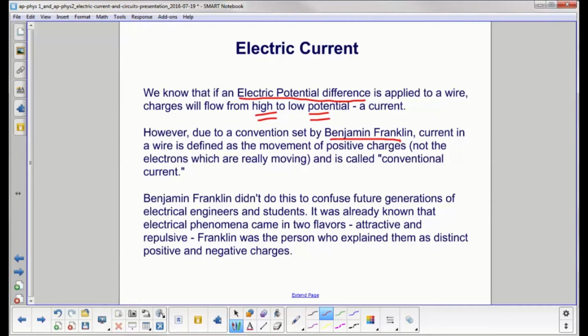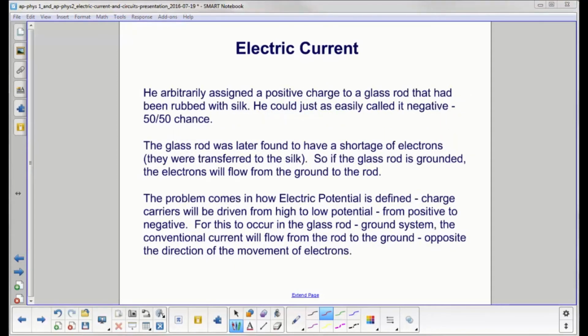Now, Ben didn't do this to confuse future generations of engineers and students. It was already known that electrical phenomena came in two flavors, attractive and repulsive. Ben was the person who explained them as distinct positive and negative charges. So Ben arbitrarily assigned a positive charge to a glass rod that had been rubbed with silk. He could just as easily have called it negative. He had a 50-50 chance. Later on, the glass rod was found to have a shortage of electrons. They were transferred to the silk. So if the glass rod is grounded, electrons will flow from the ground to the rod.